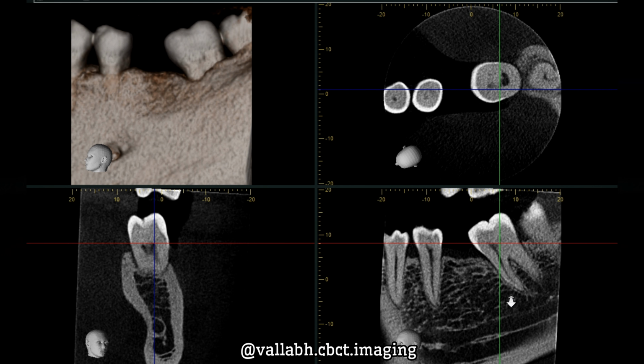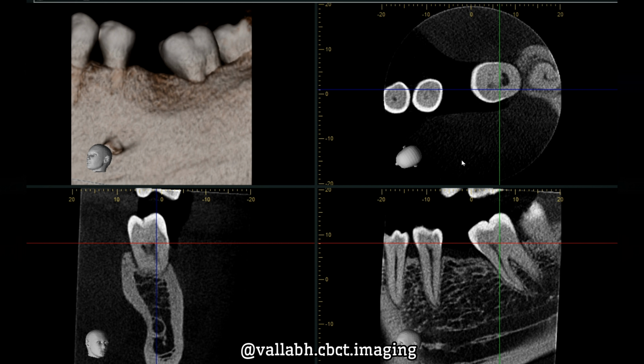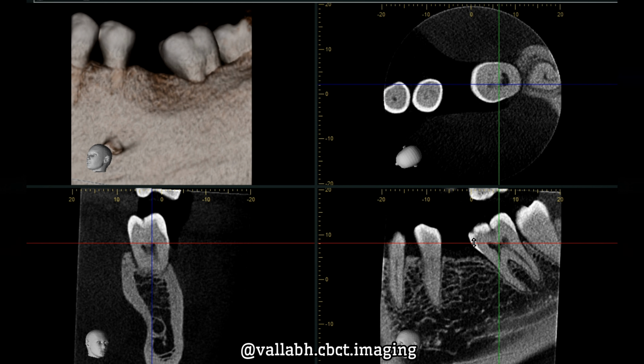Okay, so basically tooth anatomy includes enamel, dentine and pulp. These are the three main landmarks seen in a tooth. So coming to the first landmark, enamel, this is the radiopaque structure that is seen. It appears whitish in color in a CBCT scan.